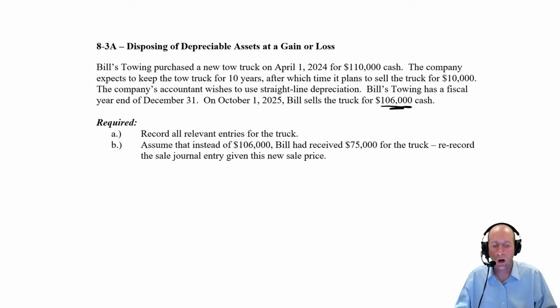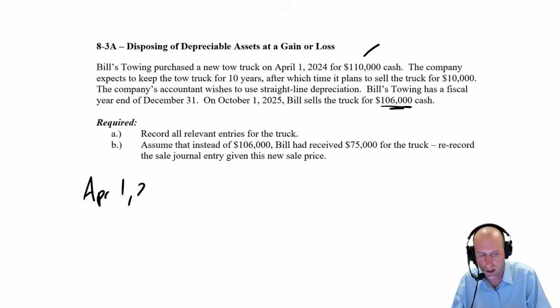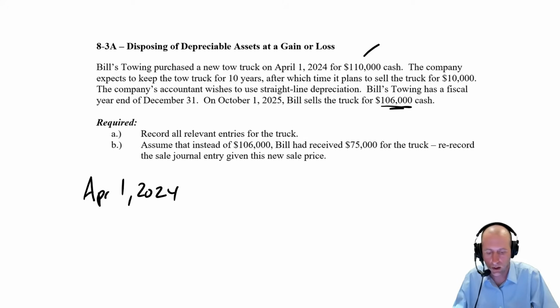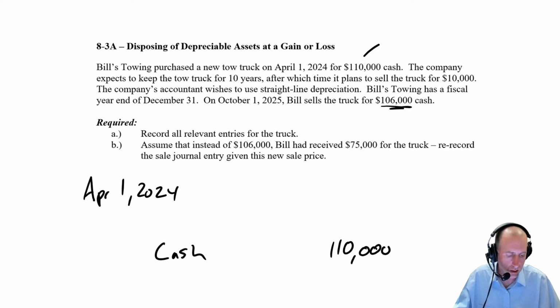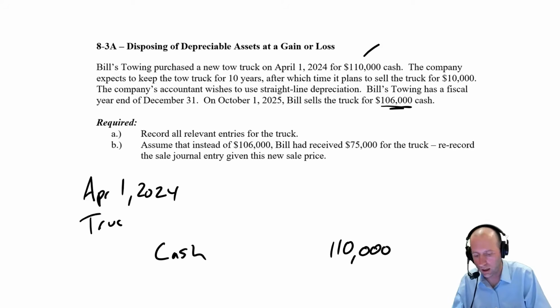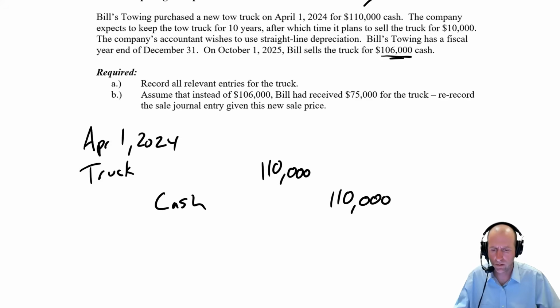It says record all relevant entries for the truck. So every journal entry that relates to the truck, we're going to need to record. And the first journal entry that relates to the truck is buying the truck. So we buy the truck. Let's do that. April 1st, April Fool's Day 2024. We bought the truck for cash. So of course, credit cash. And we're going to debit truck $110,000.